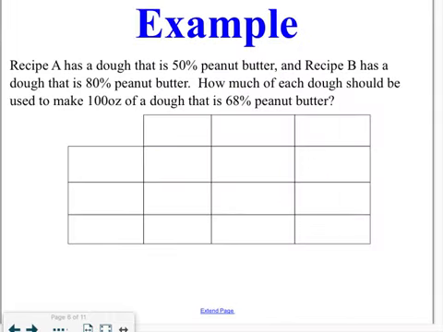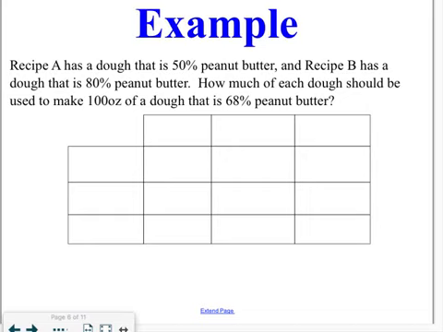These problems could also be dealing with percents. So, for example, recipe A has a dough that is 50% peanut butter. Recipe B has a dough that is 80% peanut butter. How much of each dough should be mixed to make 100 ounces of a dough that is 68% peanut butter?